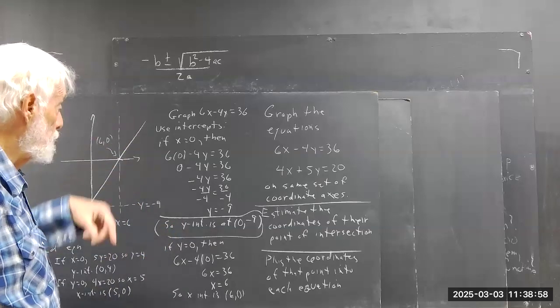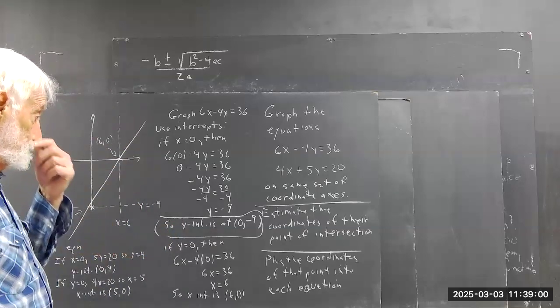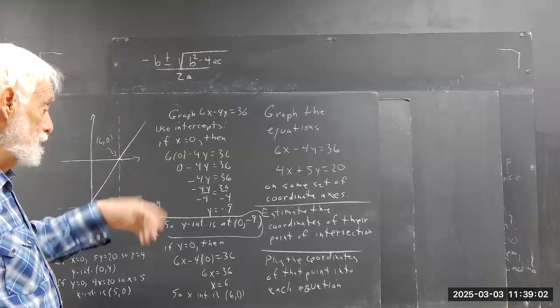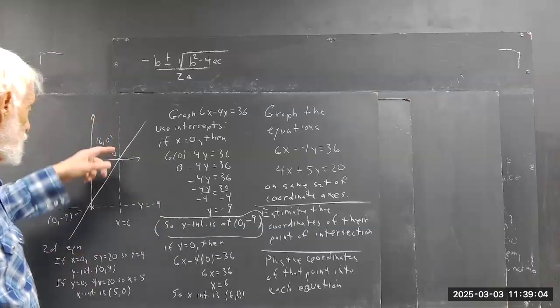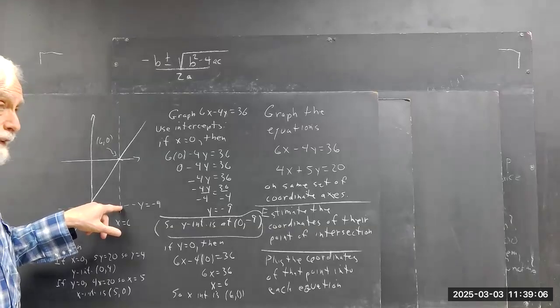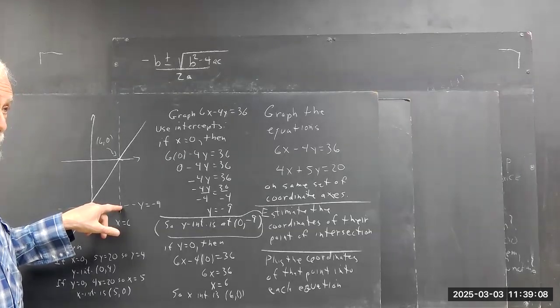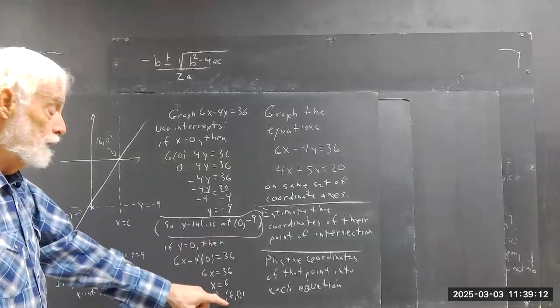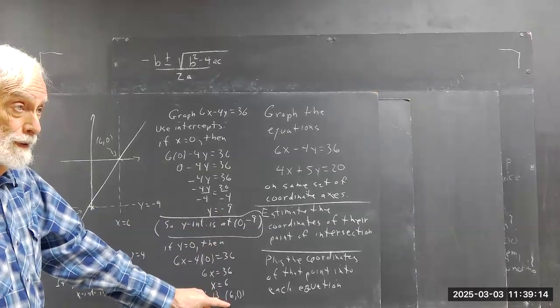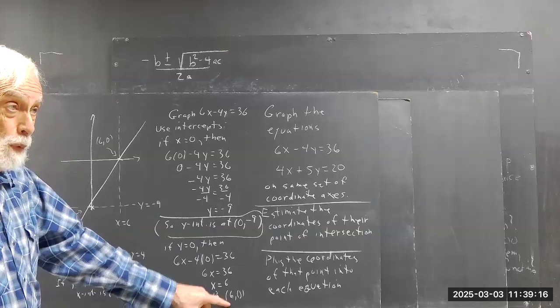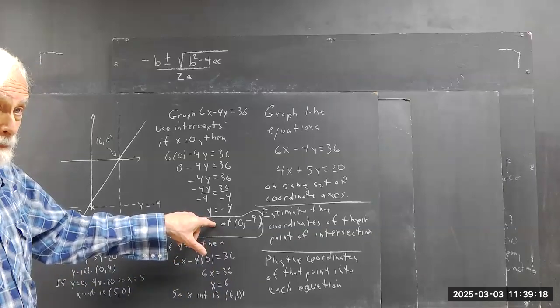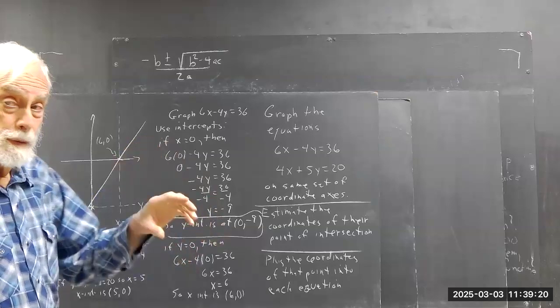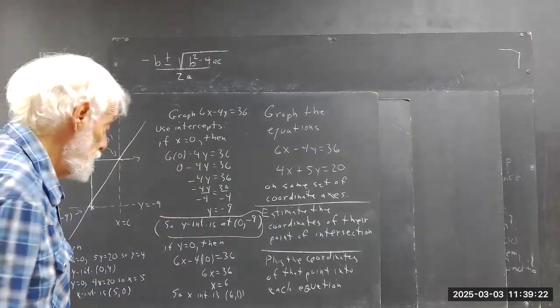I mean, there's the graph and the point. I said (6, -9), but the point (6, -9) would be down here. That's not a point on the graph. When y is -9, x sure is not 6. When x is 6, y is certainly not -9. Okay, so I want to emphasize that. I want you to be sure you understand that.